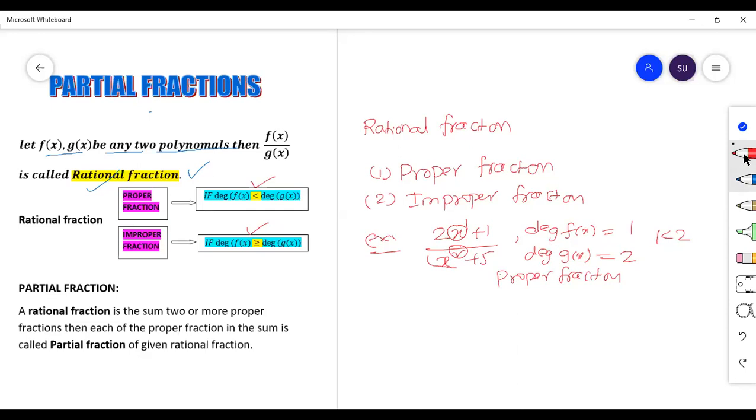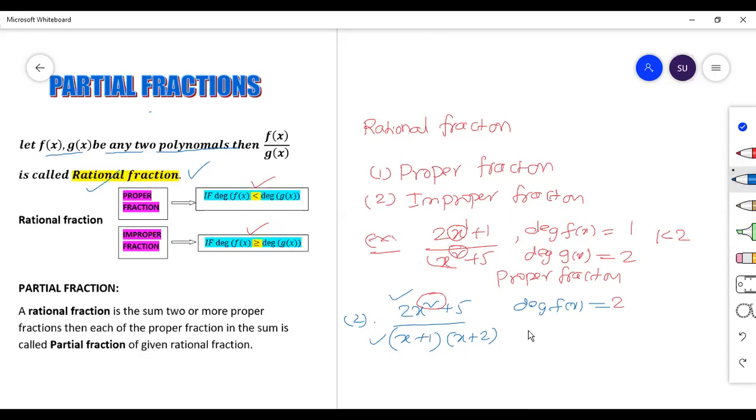I'll write one more example. Example 2. 2x square plus 5 divided by x plus 1 into x plus 2. If I write like this, what is the degree of f of x here? This is f of x, this is g of x, correct? Degree of f of x is equal to how much here? Again, 2x square is there. That means power 2. That is, degree of f of x is equal to 2.